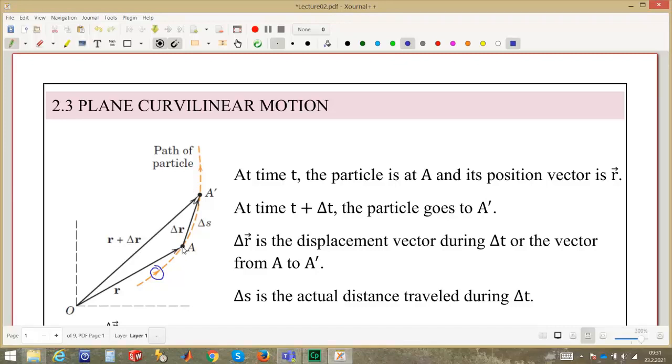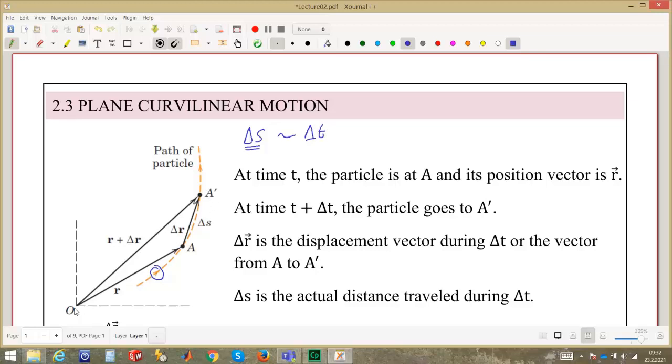And it appears to be at point A at some time t, and after delta t amount of time has elapsed, it moved from A to A prime. Now the amount of distance it has covered is delta s during this time. Okay, during the delta t time, this particle has covered delta s amount of distance.